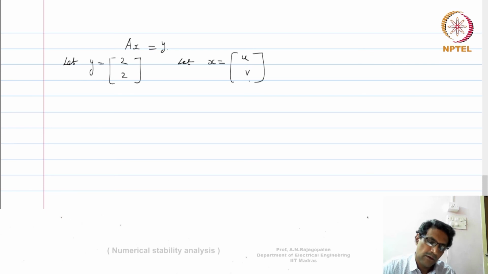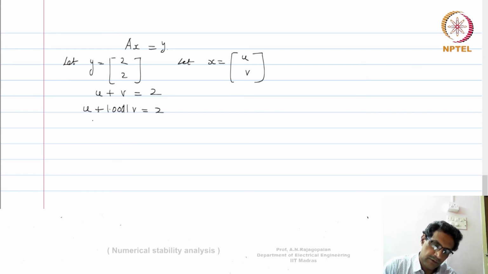Okay, then if you solve for this, you get U plus V is equal to 2, and U plus 1.0001V is equal to 2. Therefore, it follows that V is equal to 0 and U is equal to 2.